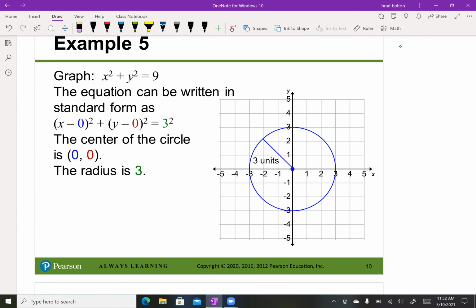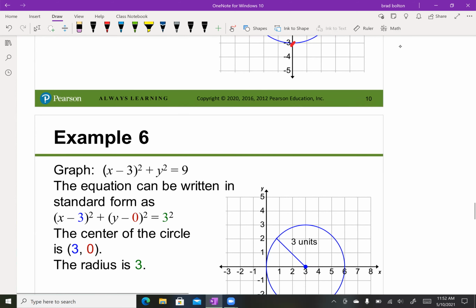And then all you do to graph is you take the center and you walk up 1, 2, 3, put a point, walk to the right, 1, 2, 3, put a point, walk down 1, 2, 3, put a point, walk to the left, 1, 2, 3, put a point, and you connect the dots. And that's how they create, ooh, I can't draw. You guys get the idea though, right? That's how they created a circle. All right, so let's move on.